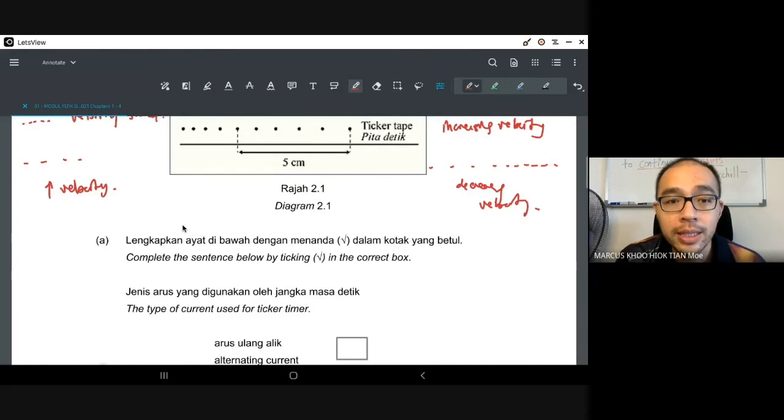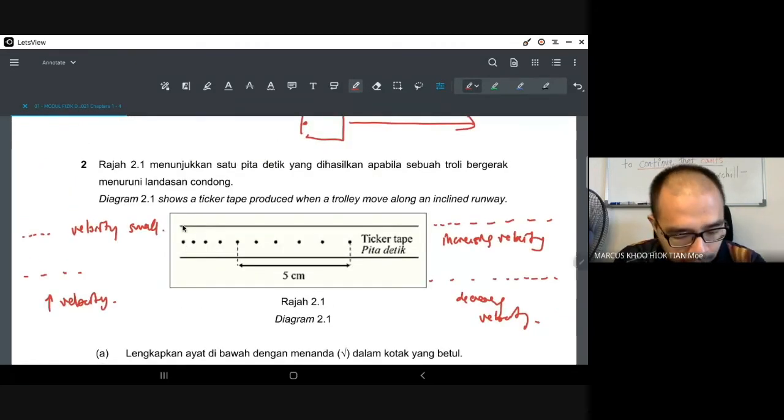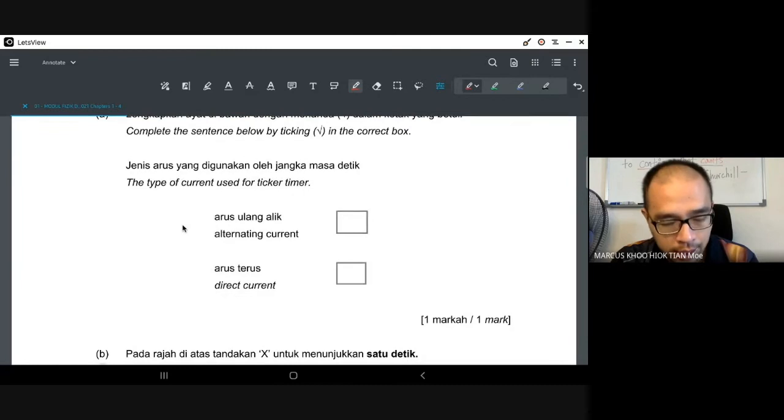In this case, you'll find that over here the dots are near and over here they are far apart. So we're talking about increasing velocity. This object is moving with an increasing velocity. Now complete the sentence below. This one, I think it's just a fact. We need to use alternating current for the ticker timer.